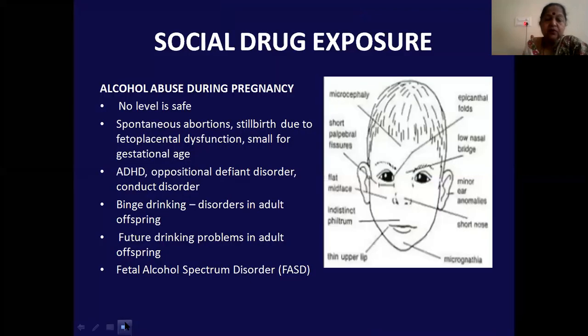Okay, so another thing I just wanted to highlight is about the social drug exposure. In urban population, we come across various people who are having alcohol abuse during pregnancy. So one should always counsel these women about the drinking, and no level is safe. There are incidences with alcohol of spontaneous abortion, stillbirth due to fetoplacental dysfunction, small for gestational age, and this alcohol intake can also lead to ADHD, attention deficit syndromes, and fetal alcohol spectrum disorder as well. So these are the side effects of the social drug exposure on the fetus.